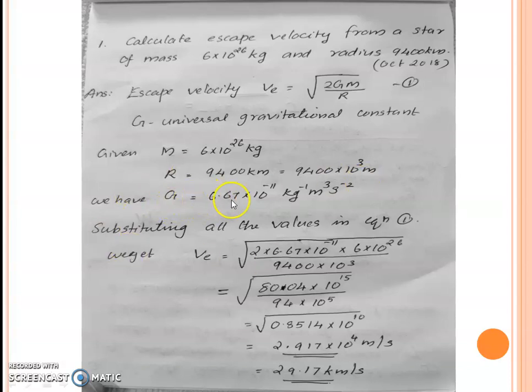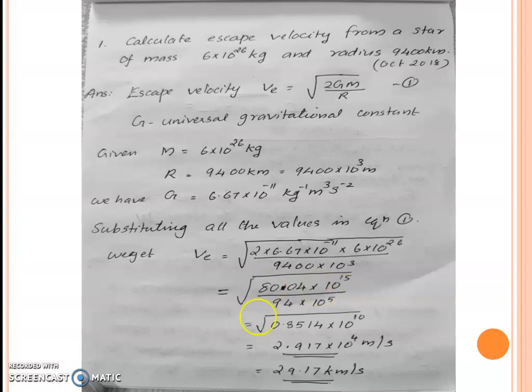And the value of G is 6.67 into 10 raised to minus 11 kilogram inverse meter cube second raised to minus 2. Substituting all these values into this equation, we will get the escape velocity. That is VE equal to square root of 2 into 6.67 into 10 raised to minus 11 into 6 into 10 raised to 26 divided by 9400 into 10 raised to 3. This can be written as 94 into 10 raised to 5. And by multiplying these quantities, we will get this as 80.04 into 10 raised to 15.